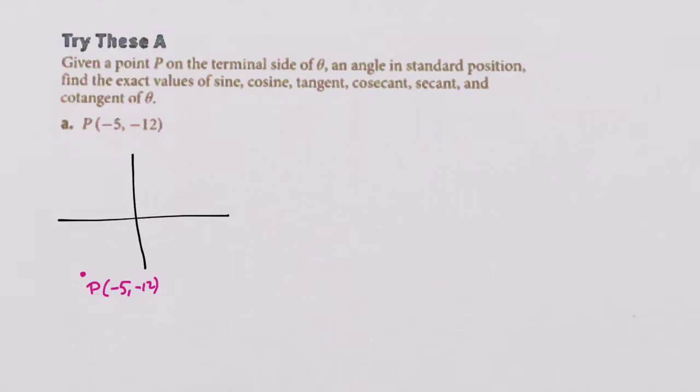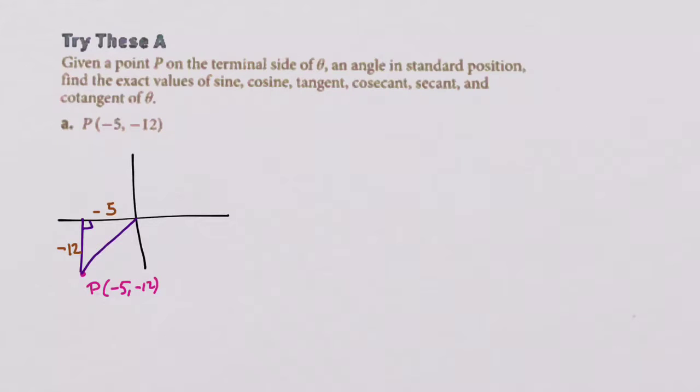From here, we want to just go ahead and draw in our reference triangle. We're going to go from the origin to that point, and from the point perpendicular to the x-axis. Now that we have our triangle, we know that our x value is going to be -5 and our y value is going to be -12. So we go ahead and write that bit of information in. So this is -5 and this is -12.